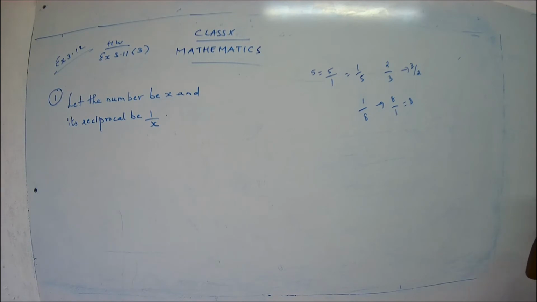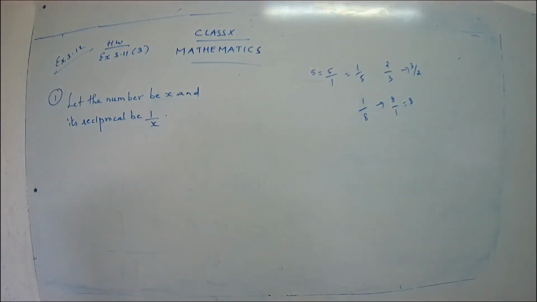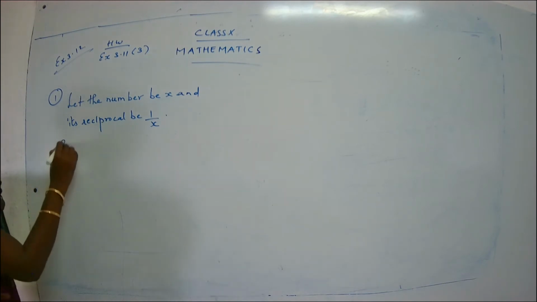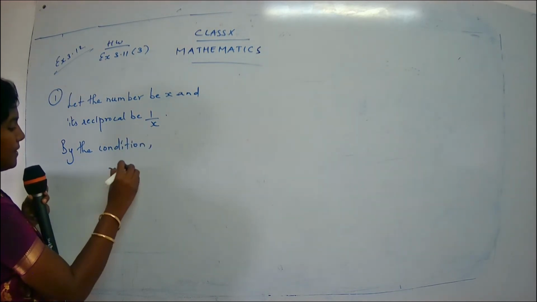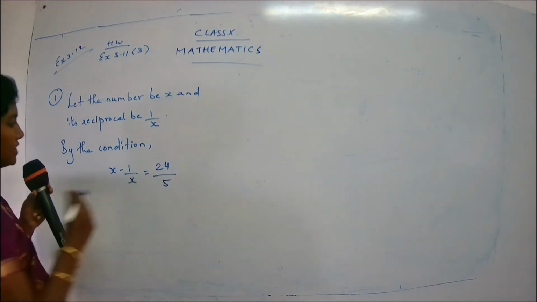So we have a number x. So what will be the reciprocal of a number x? The reciprocal of a number x will be 1 upon x. So now let's go for the condition that is given over there. We have a condition stating that the difference between the number and its reciprocal is 24 upon 5. So let's go for it. By the condition, x minus 1 upon x is equal to, what is the difference given to you? 24 upon 5. So this is the condition given to you.